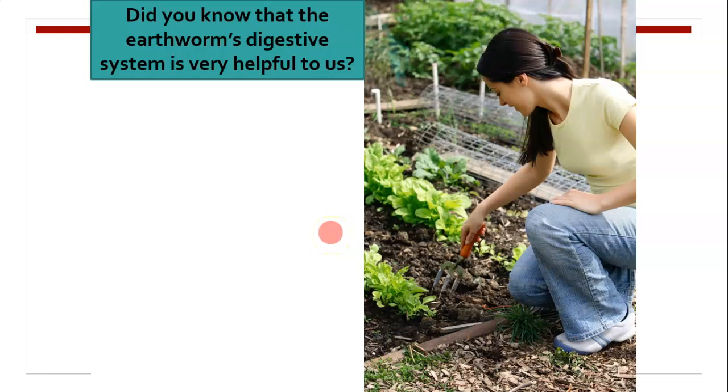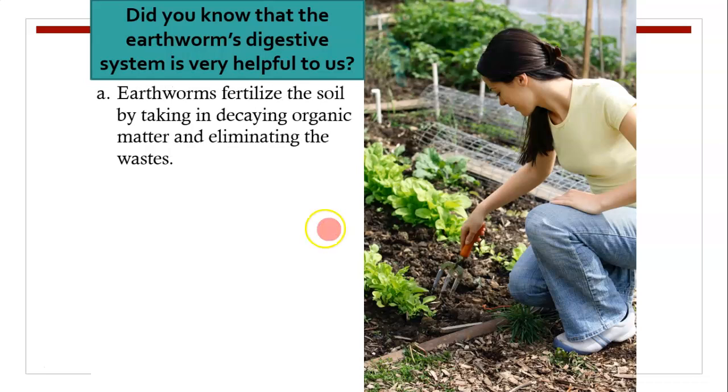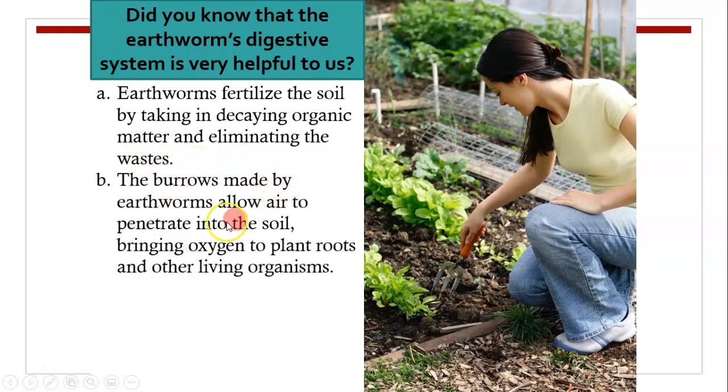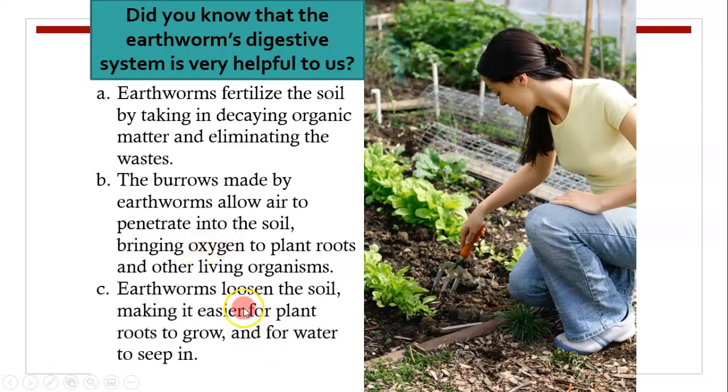Now, earthworms' digestive system is extremely helpful to us. So they fertilize the soil by taking in decaying organic matter and eliminating the waste. The burrows that they make when they go into the soil allow air to penetrate into the soil, and that brings oxygen to plant roots and other living organisms. Earthworms also loosen the soil, making it easier for plant roots to grow and for water to seep in. So anything that helps plants helps us all. Earthworms are an extremely important part to all ecosystems on this planet.